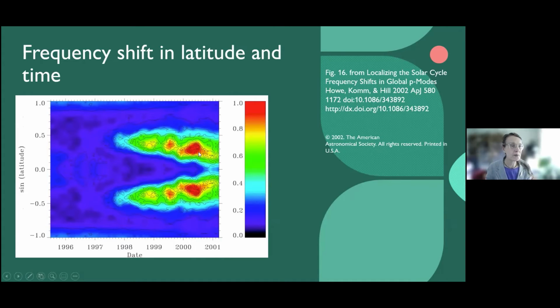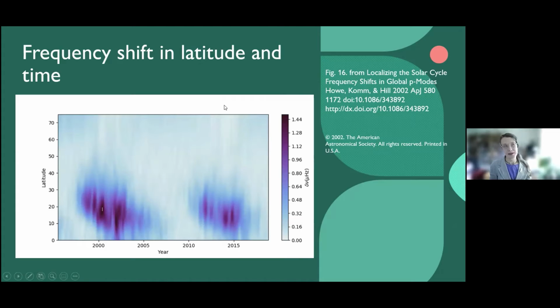So here's a butterfly diagram from the first 6 years or so of GONG observations. It's symmetric about the equator, so you can basically ignore the bottom half, it's just a reflection of the top half. But you can see that the frequency shifts, when you localize them like this, map extremely well to the activity distribution.